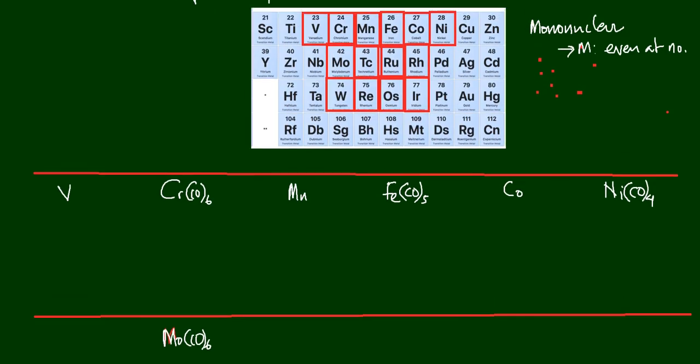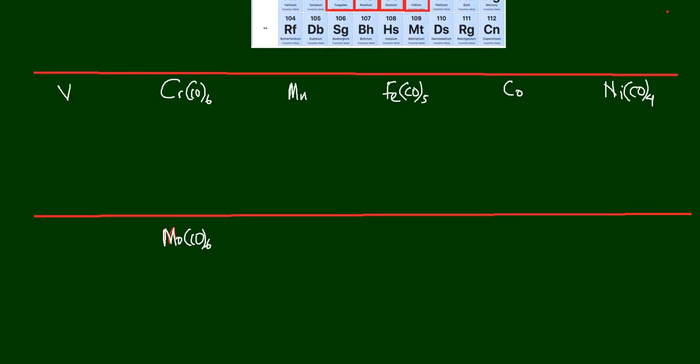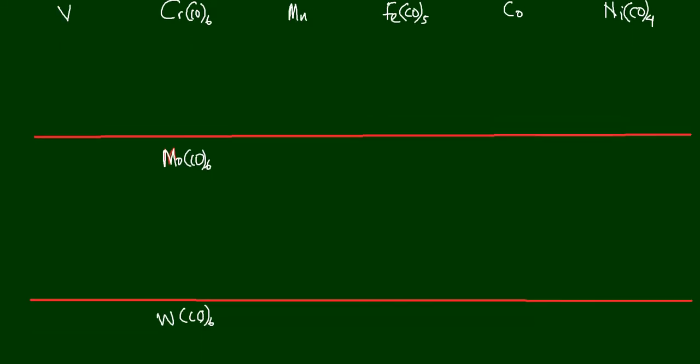Below iron we have ruthenium and osmium, right? They also give mononuclear carbonyl complexes. Just below iron, ruthenium, Ru(CO)5, and we have osmium, Os(CO)5. This is also there.